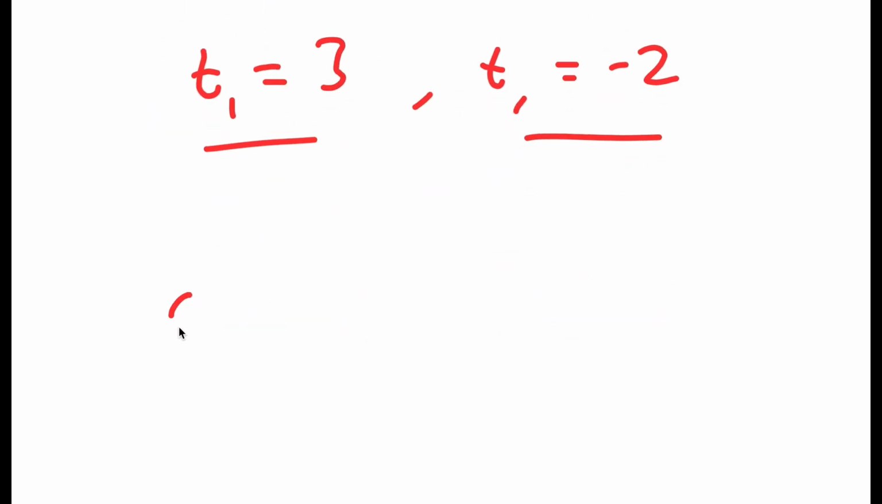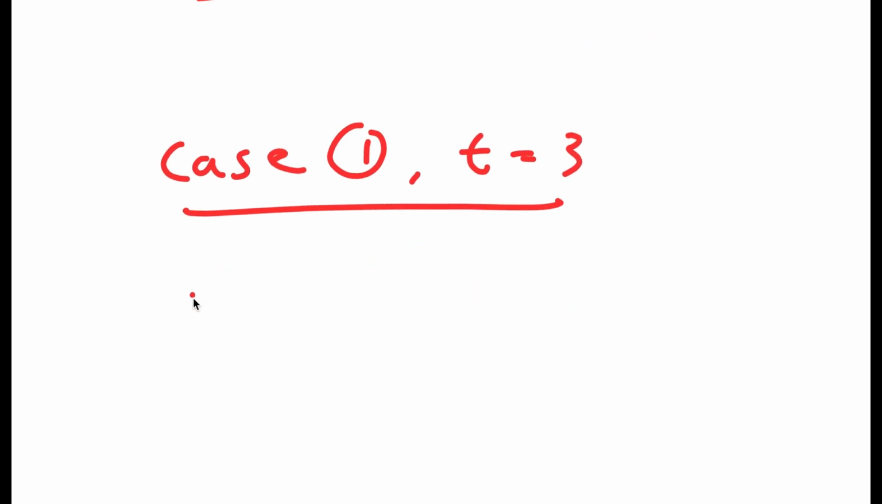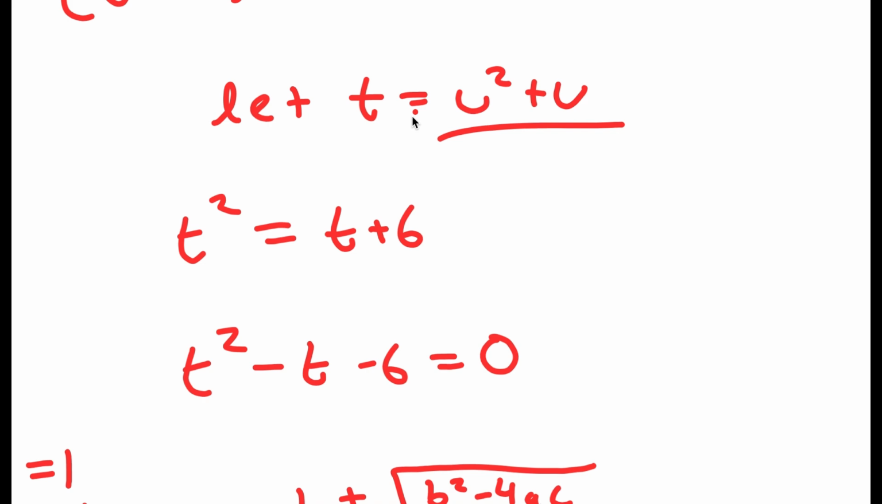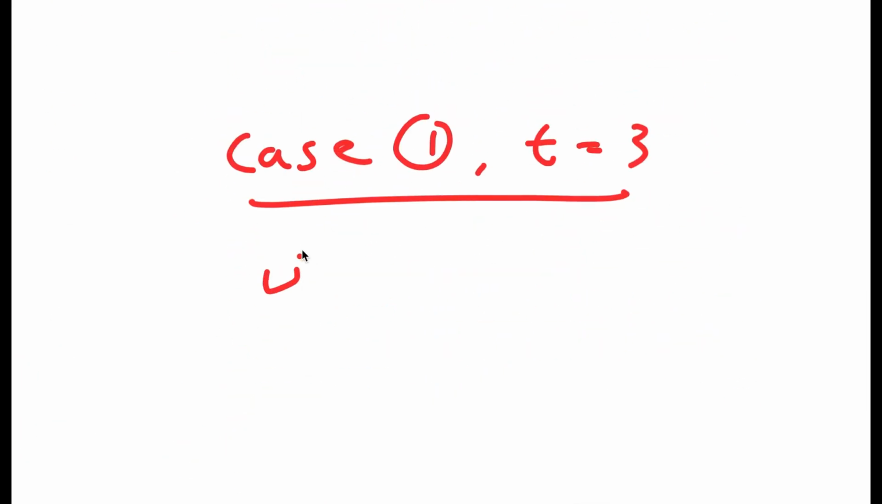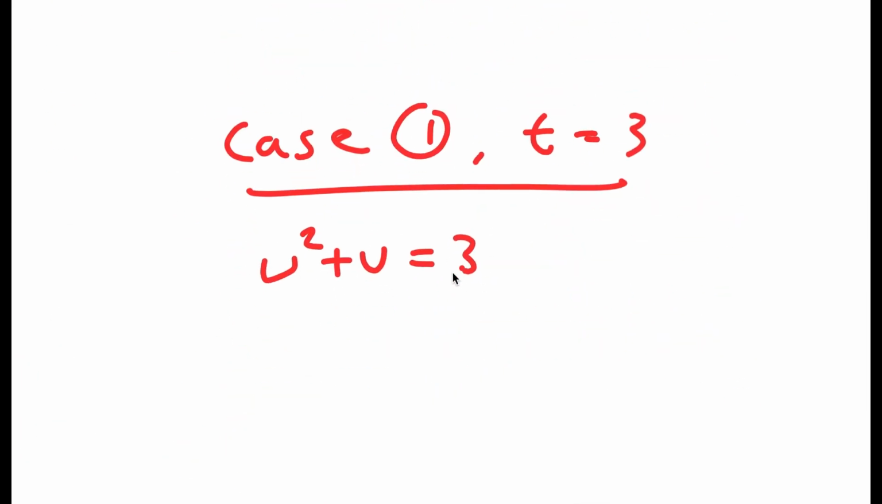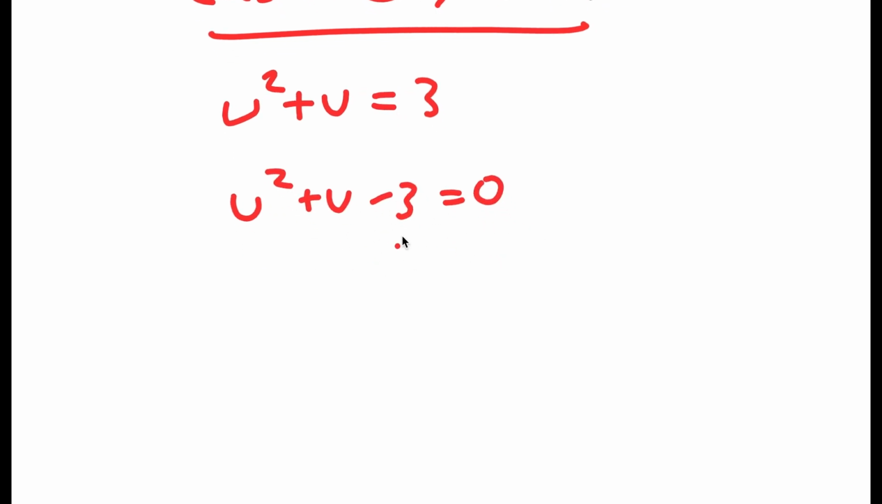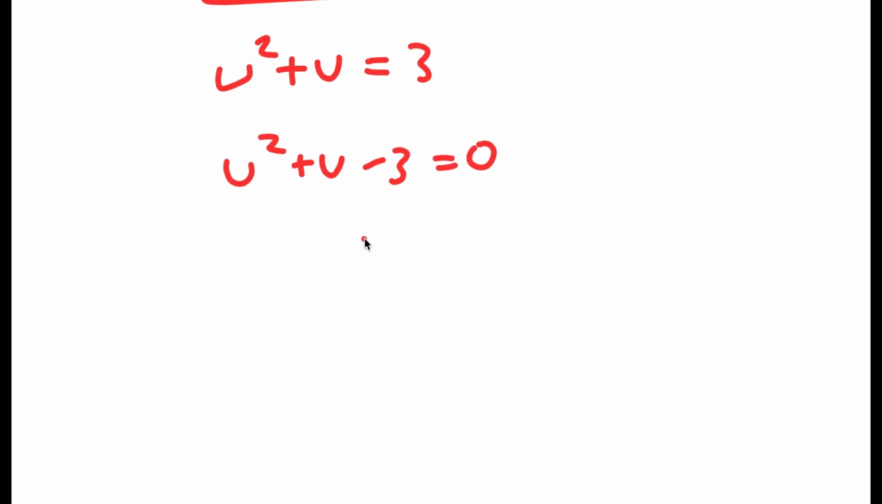So this means I have two cases. Case 1 is when t is equal to 3. This means that going back, u squared plus u is t, so I have u squared plus u is equal to 3. And this means that u squared plus u minus 3 is equal to 0. So now I once again have a quadratic equation. So to solve this, I again have to use the quadratic formula.